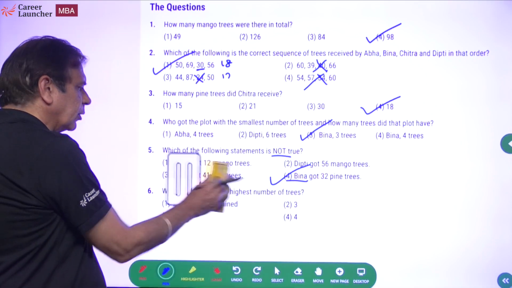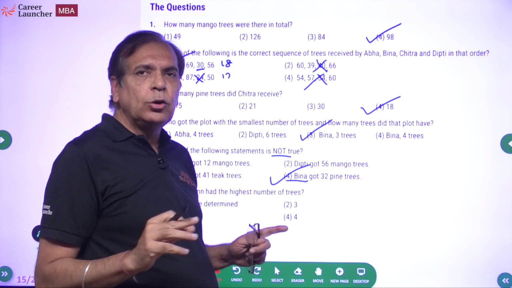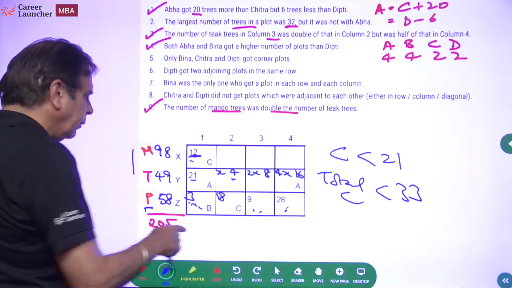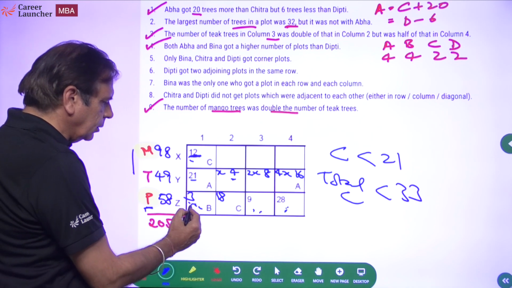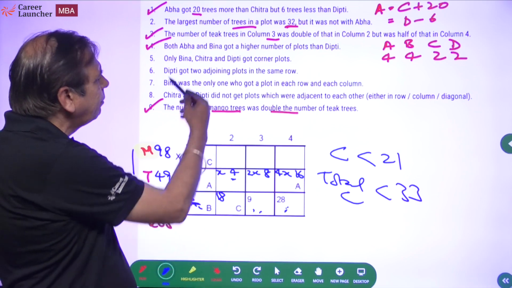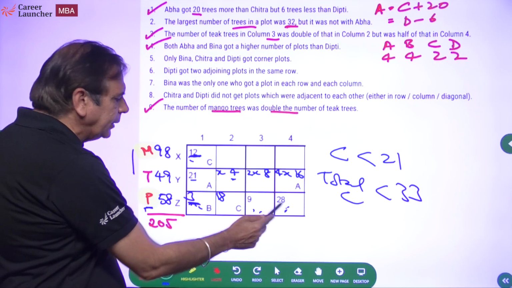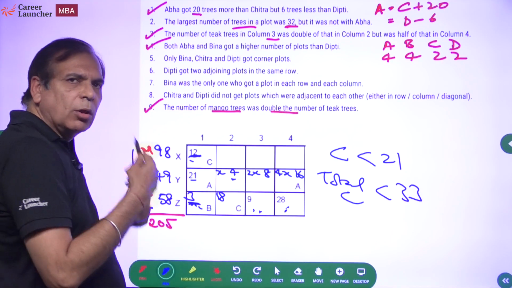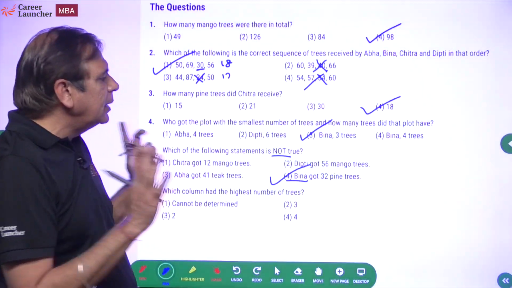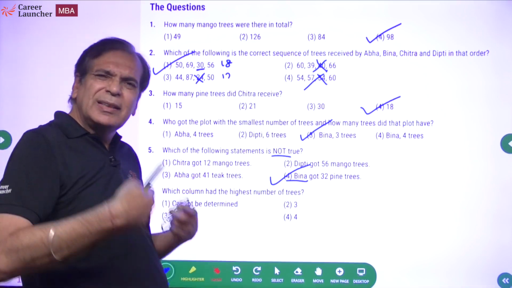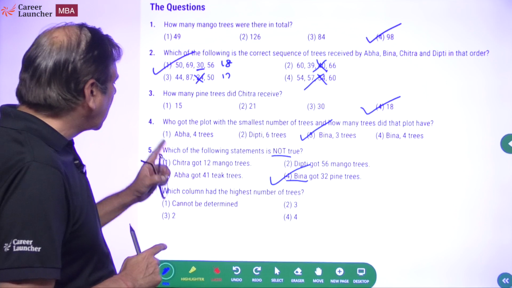Okay. I hope this is clear that Beena getting 32 pine trees is definitely going to be the answer here, because if you go back to this particular thing, Beena got 3 trees out here, and even if I forget the other statements, 28 plus 3 is 31, 9 plus 3 is 12, 28 plus 9 plus 3 is also not 32. So there's no way Beena can get 32 pine trees. 5 questions done. You can leave the set and move on also if you want now. But let's look at what it told us.